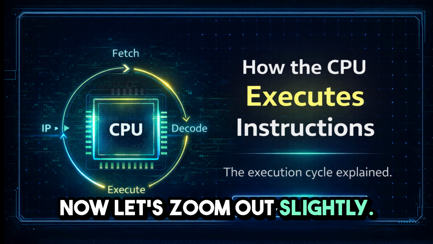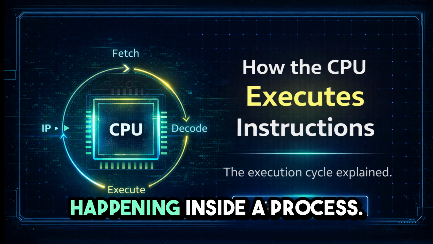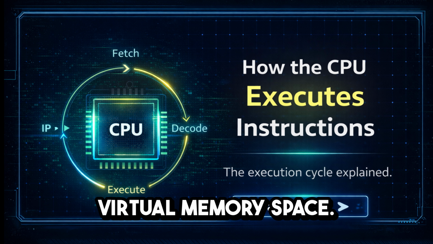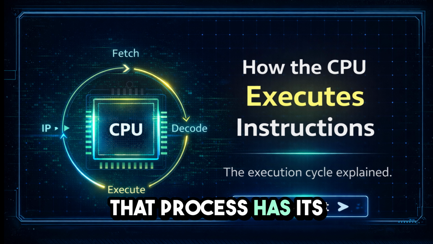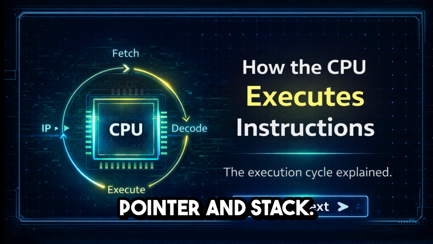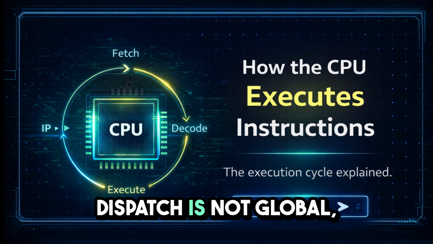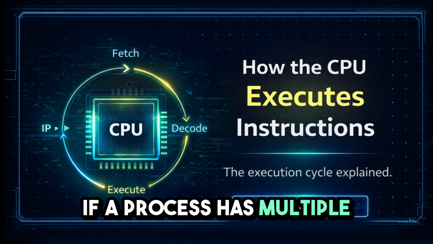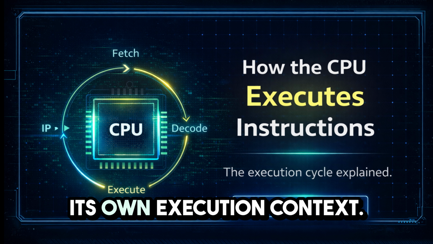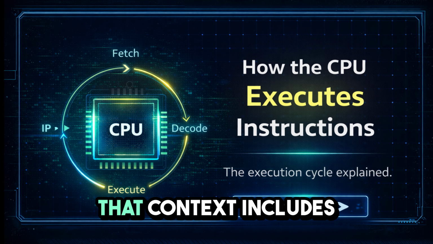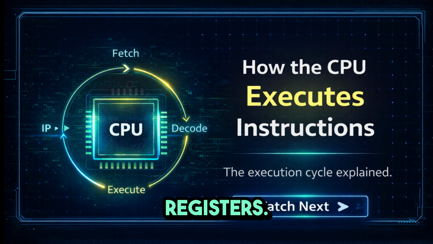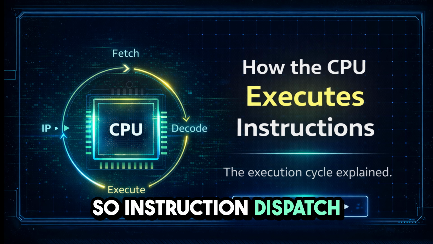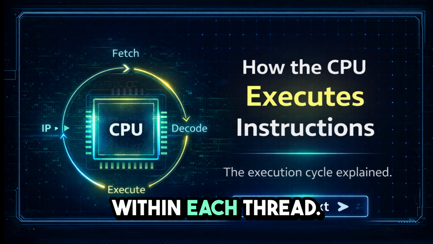Now let's zoom out slightly. Instruction dispatch is happening inside a process. Each process has its own virtual memory space. Each thread inside that process has its own instruction pointer and stack. That's important, because dispatch is not global, it's per thread. If a process has multiple threads, each thread has its own execution context. That context includes registers, stack pointer, instruction pointer. So instruction dispatch operates independently within each thread.